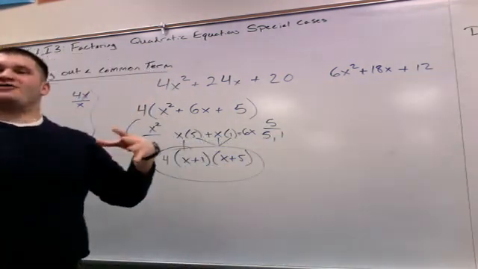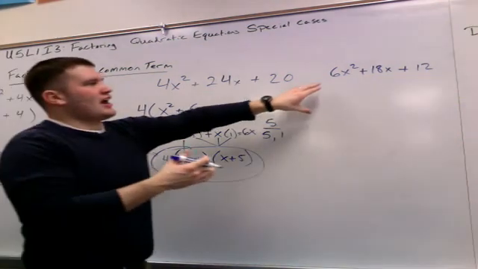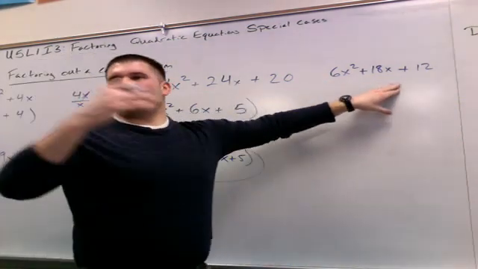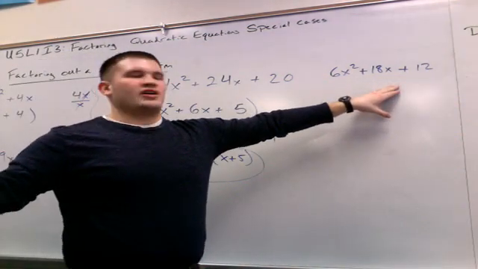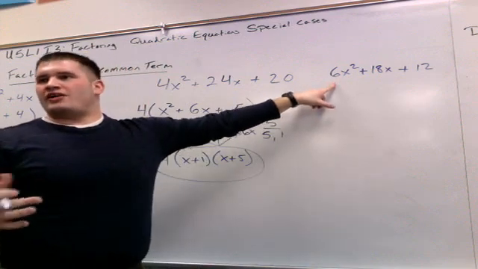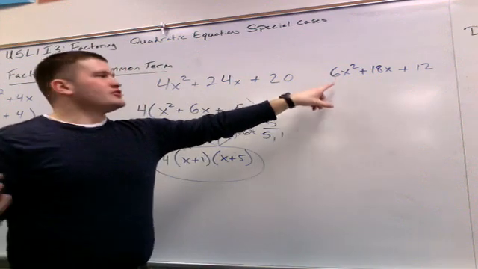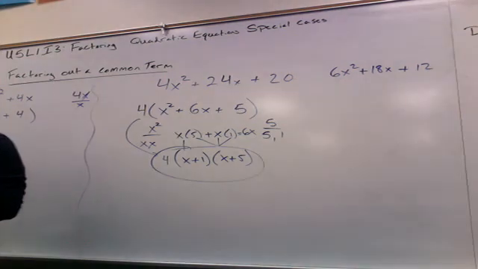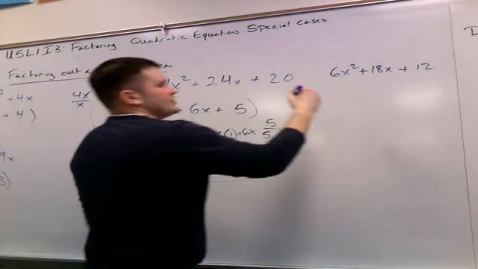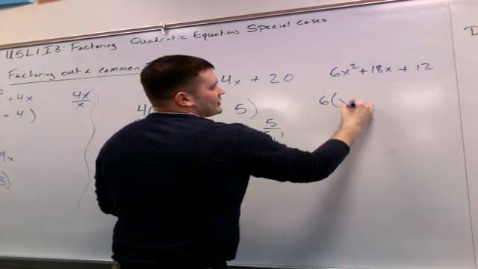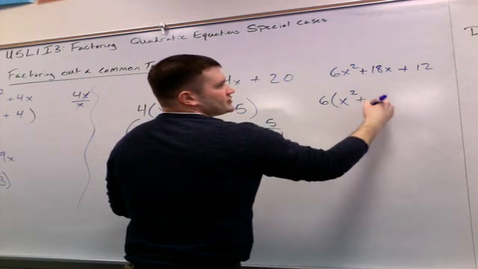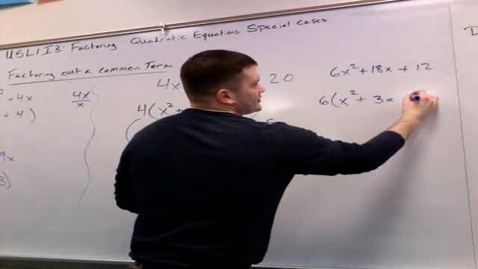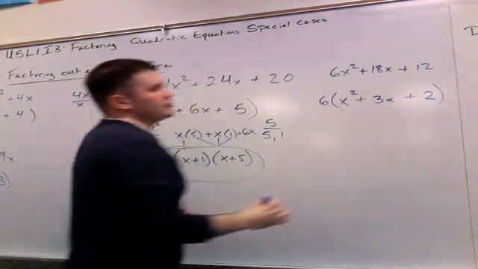Use the highest one. The highest one's going to make it easiest because every time you make these numbers smaller, you make less and less factors, don't you? If I can get this down to 1 in front, I want to. So what's our biggest common factor? 6. So I'm going to pull that 6 out front. So I'll write 6 times x squared plus 3x plus 2.